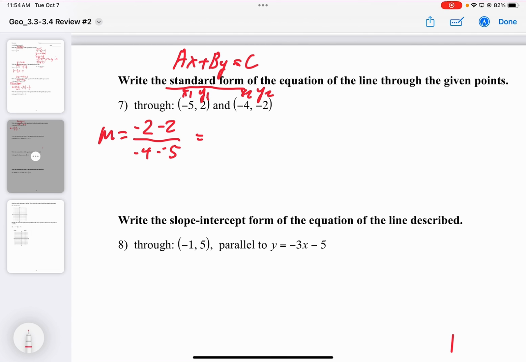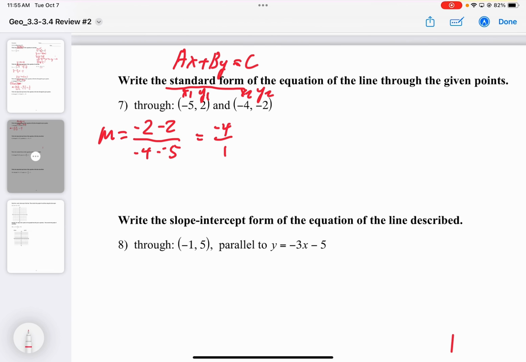All right. Negative 2 minus 2 is what? Negative. And then negative 4 minus negative 5? All these slopes end up being really nice. Okay, so my slope is negative 4. All right. What do I do next?